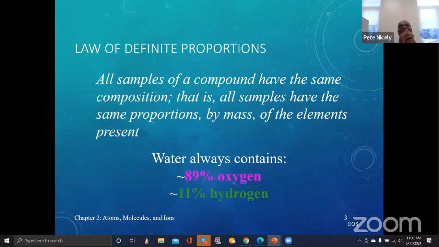It doesn't matter if the water is sourced from your tap, or if it comes from outer space, or if it comes from a river. If it is water, then the composition is always going to be 89% oxygen and 11% hydrogen. And that is true for all compounds. When you break them down into their constituent elements, the composition by mass will be the same for that compound, regardless of where that compound comes from. All right.